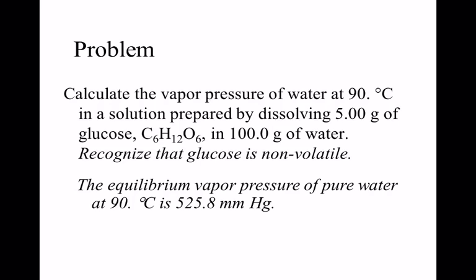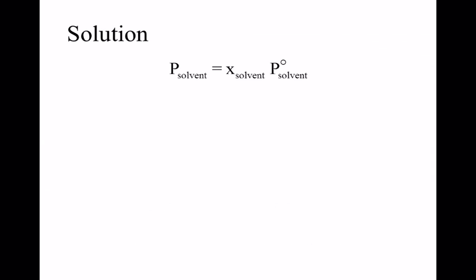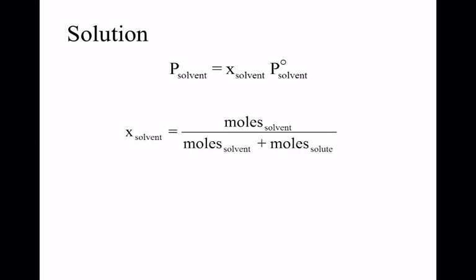So here we go. So here's the table we got that number from, in case you need to use it for your homework. Raoult's law, in this case solvent is water. Mole fraction of solvent we can get by taking the moles of water divided by the moles of water plus the moles of glucose.